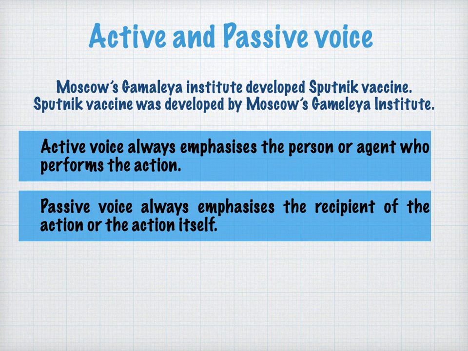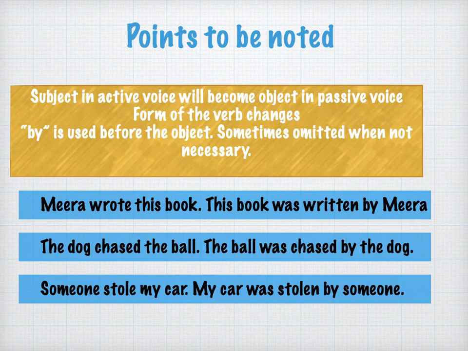Now, active voice will always emphasize the person or the agent who performs the action. The importance is given to the person or the agent in active voice. But when it comes to passive voice, emphasis will be given to the recipient of the action or sometimes the action itself. Some points to be noted: the subject in active voice will become the object in passive voice. The form of the verb will change. By is used before the object. Sometimes it is omitted when it is not necessary.